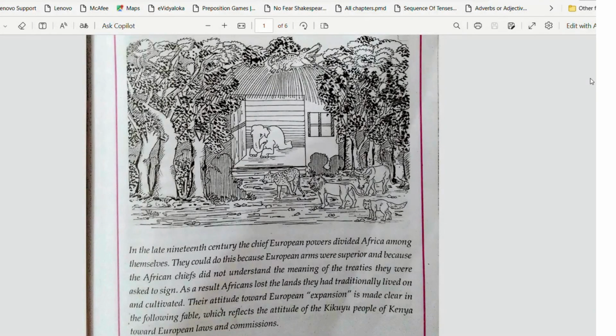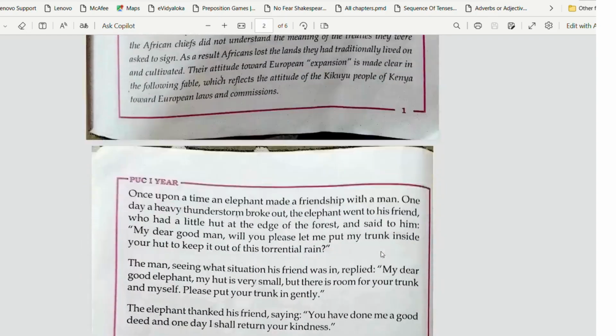And the gentleman represents the Africans who were ignorant and who did not understand any treaty which they were asked to sign. And this is how the Europeans were able to rule over them because they were very, very ignorant. Okay, so let's start this chapter.